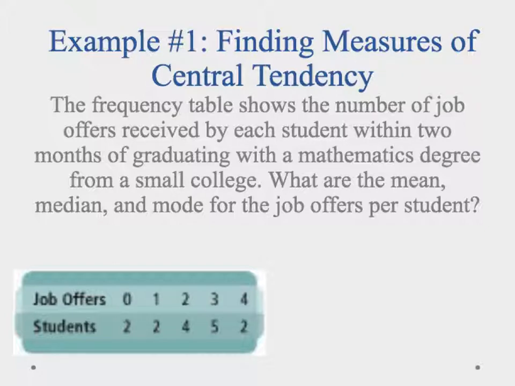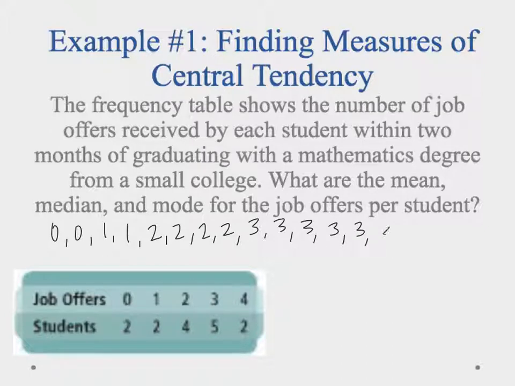All right, so for example, there are 2 students that got 0 offers, so we would write 2 zeros. Right now we're just trying to write our data. We have 2 1s. We have 4 2s. There are 5 3s. And there are 2 4s. All right, so now that we've expanded our data, we're going to find this information.